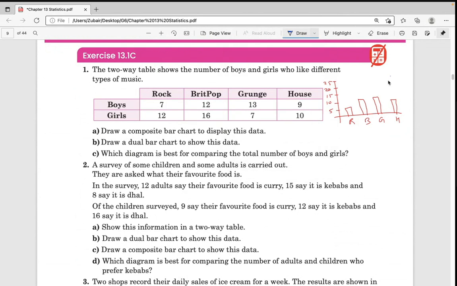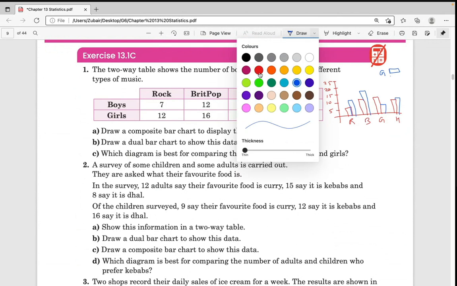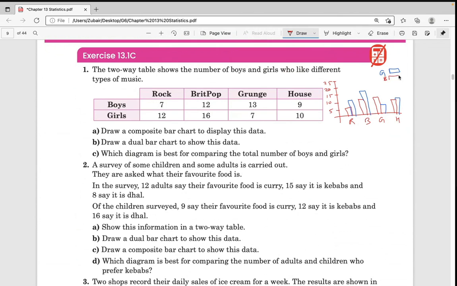So for girls, that is 12 in the first option, then 16, a little more than 15. And then we have 7, and lastly 10. Yes. And I can show the key, girls and boys. Draw the composite bar chart to display the data, done.